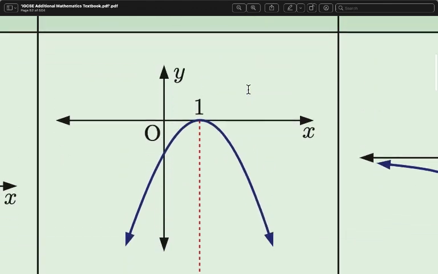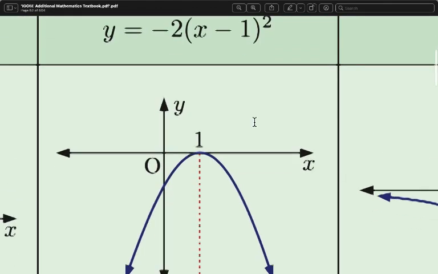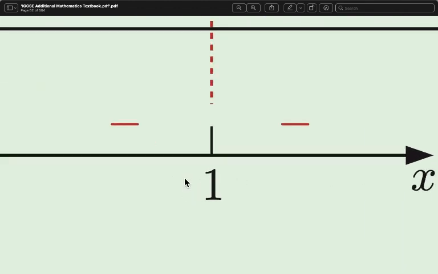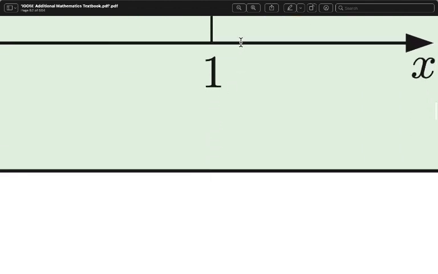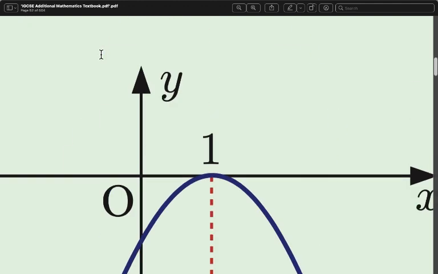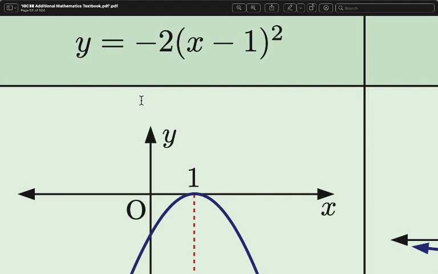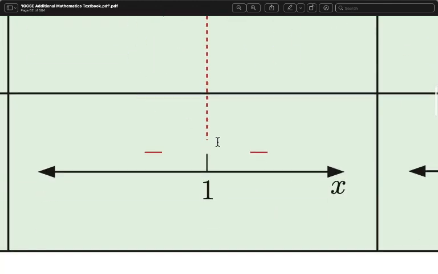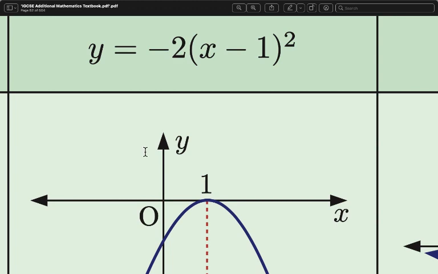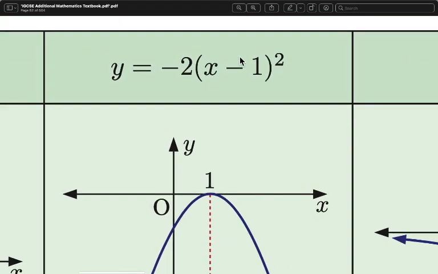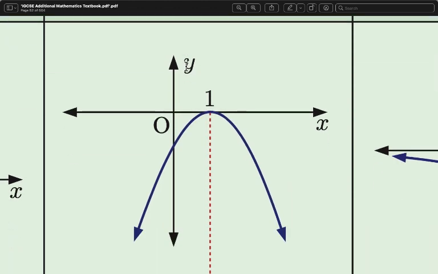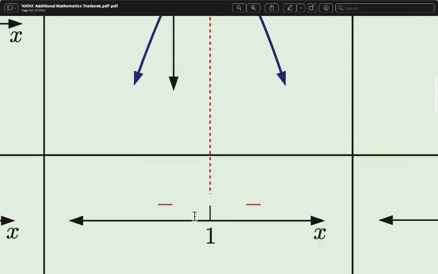So now we look at values. At 1 is the zero, and now we need to look at values more than 1 and below 1. As the same thing, any value below 1 is fine, any value more than 1 is fine, as the trend will be the same. So for instance, when x equals 0, 0 minus 1 is minus 1, minus 1 squared is 1, 1 times minus 2 is minus 2. Minus 2 is below 0, so the sign diagram will come out as negative.